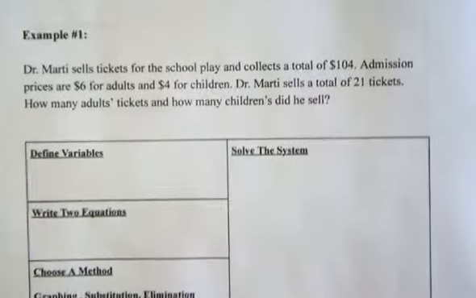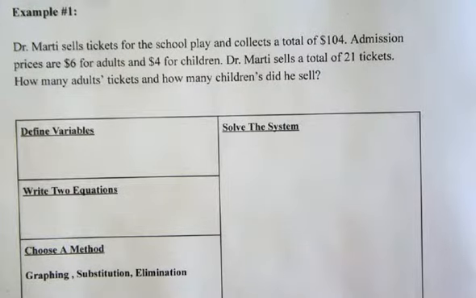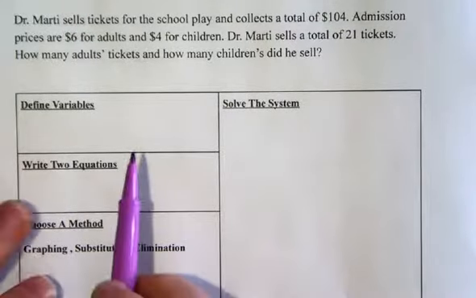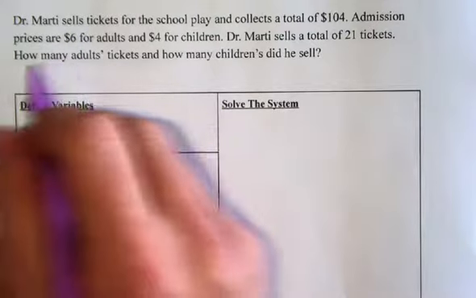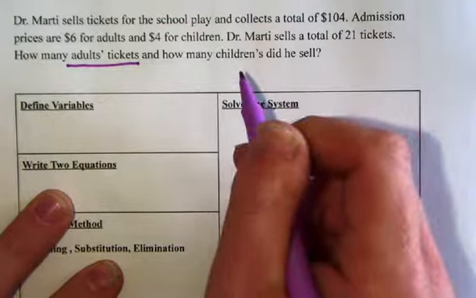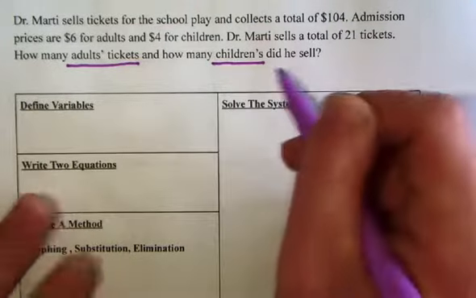Let's look at example 1, and this is about me. So it says, Dr. Marty sells tickets for the school play and collects a total of $104. The total is $104. Admission prices are $6 for adults and $4 for children. Dr. Marty sells a total of 21 tickets. How many adults' tickets and how many children's tickets did he sell? Well, what do I need to know? I need to know the number of adults' tickets and the number of children's tickets.